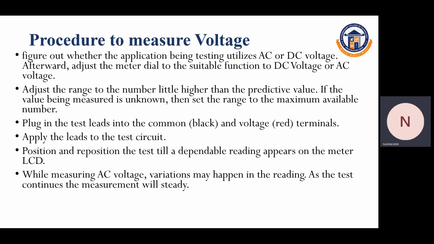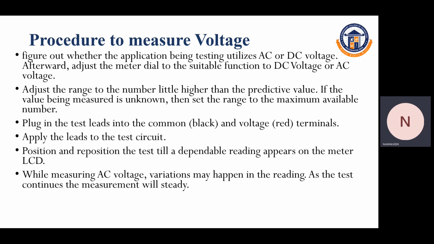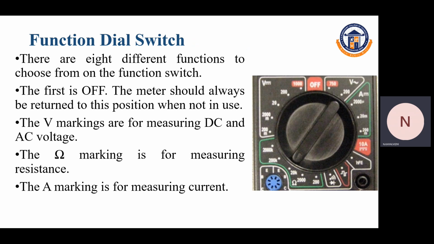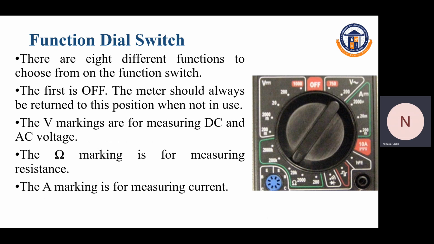And what is the procedure to measure voltage? If you want to measure a voltage, first we must know the position of the multimeter. So this is the position of the terminals where we are going to measure the voltage. The voltage and the resistance will be taken from the same knob. And finally these two terminals are connected to the points where we measure the voltage.